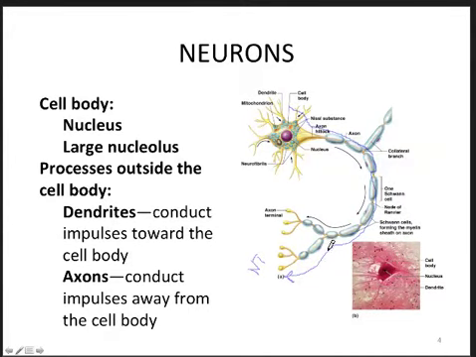Electrical signals cannot back up and go back towards the cell body. They can only proceed from dendrite to soma to axon and then all the way to the axon terminal.